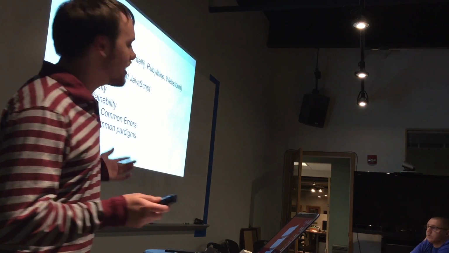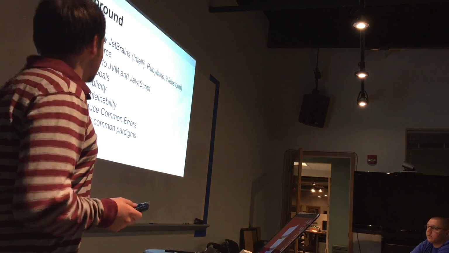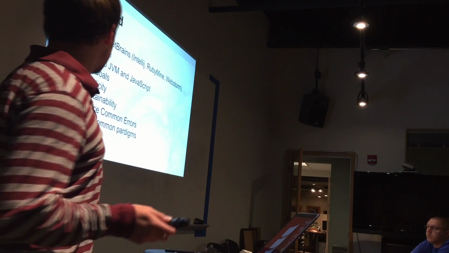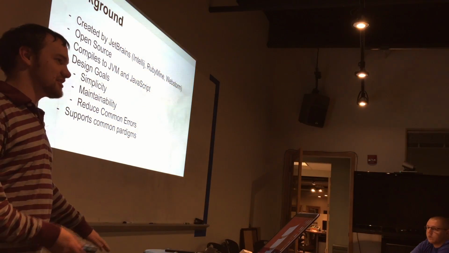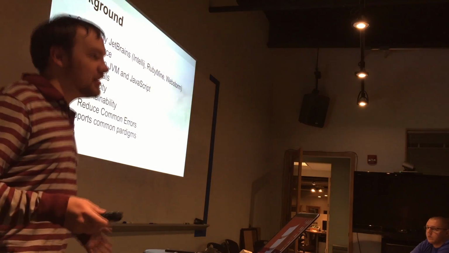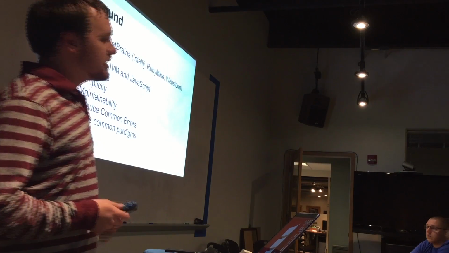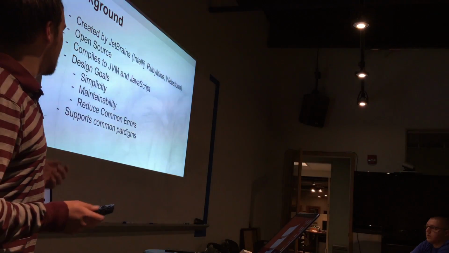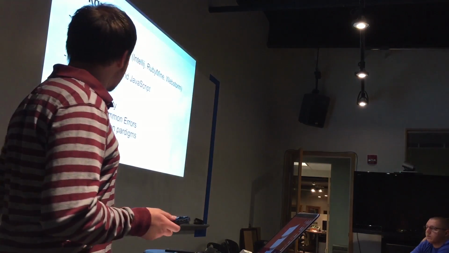Kotlin was created by JetBrains, makers of the IntelliJ family of IDEs, which is a Java and polyglot IDE. It's open source, compiles to JVM and JavaScript, so you get to access all the cool Java, Scala libraries and stuff like that. You can also do it with Node or client side. It's designed to be very simple, very easy to use, very maintainable, and to reduce common errors. It supports common paradigms like object-oriented, like functional, all that sort of stuff.